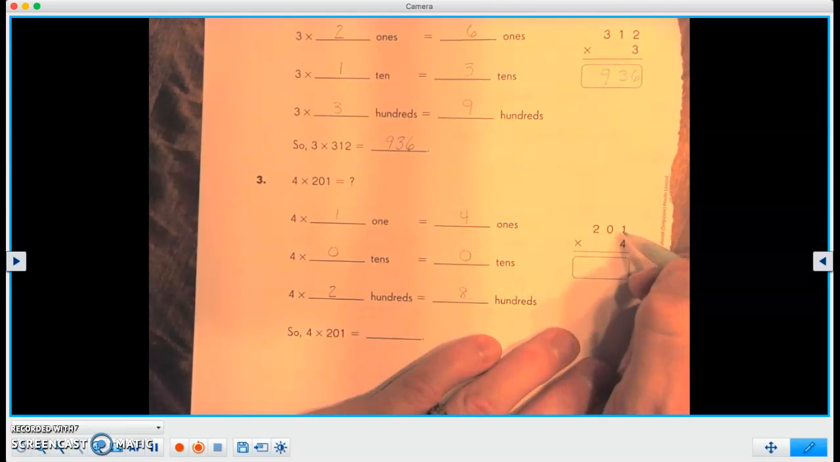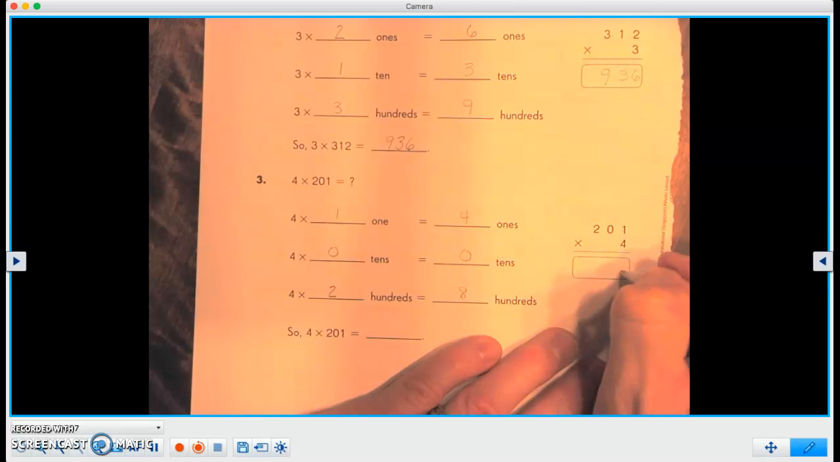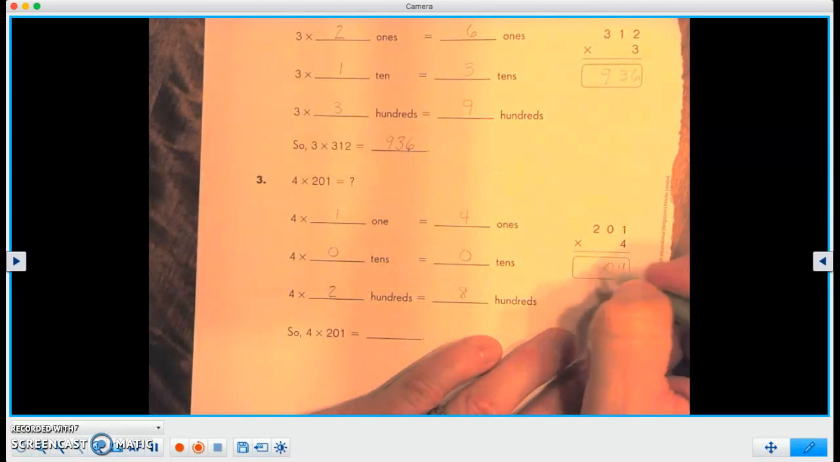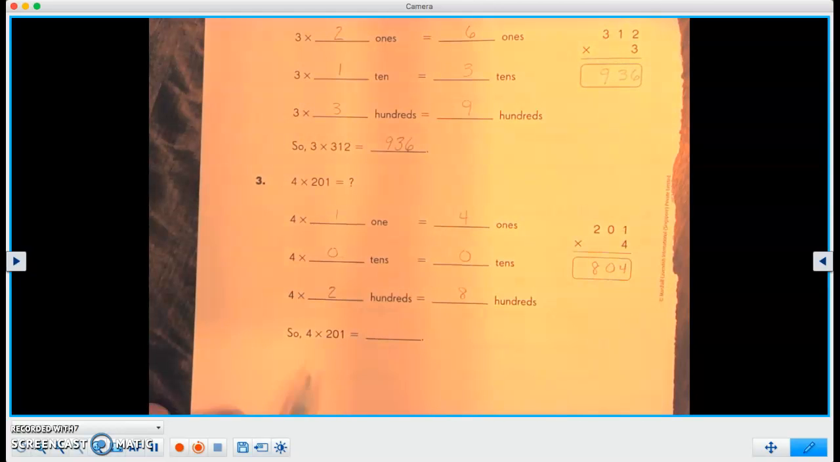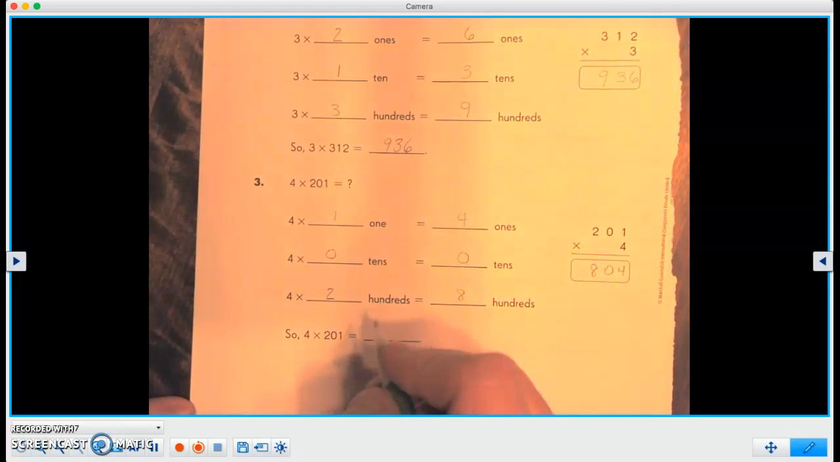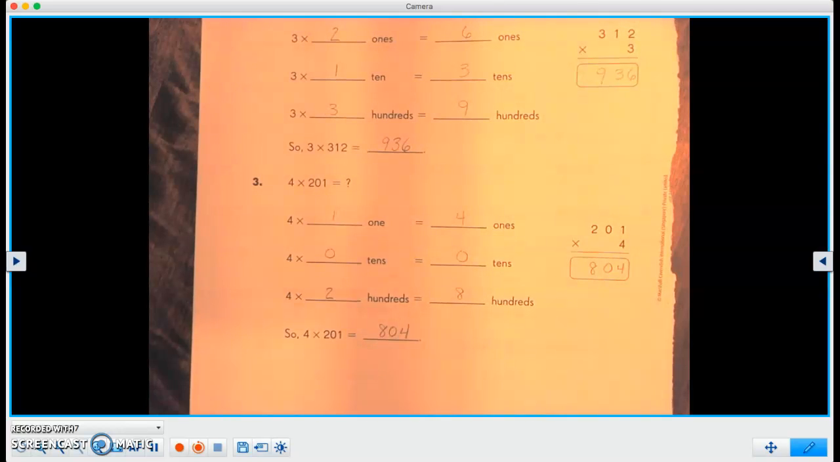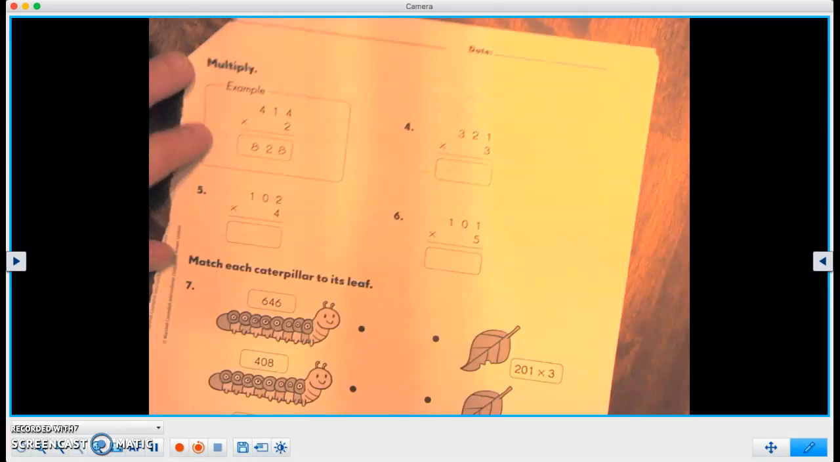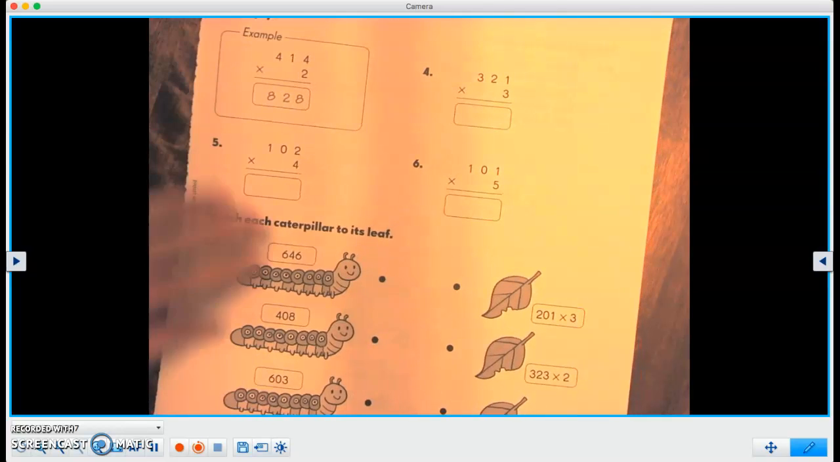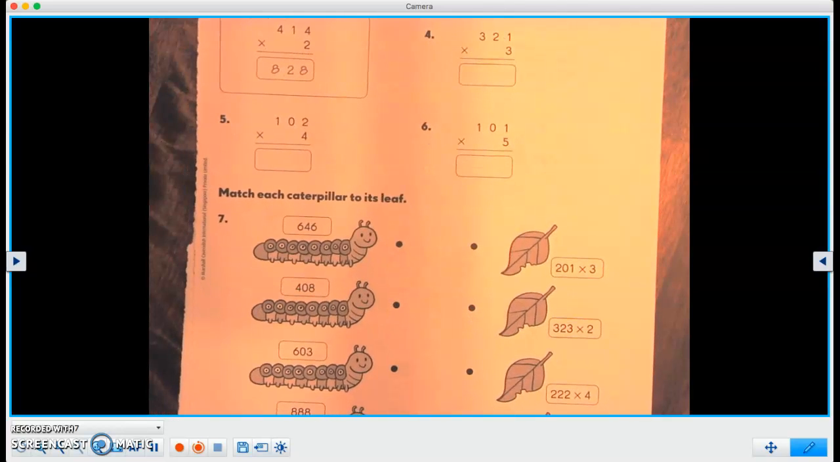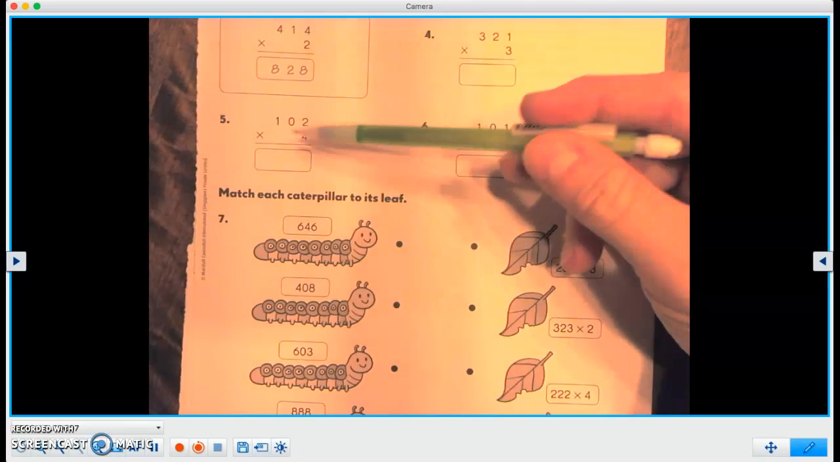So 4 times 2 hundreds equals 8 hundreds. Now let's go over here. We have 1 times 4 is 4. 0 times 4 is 0. 2 times 4 is 8. So 4 times 201 equals 804.